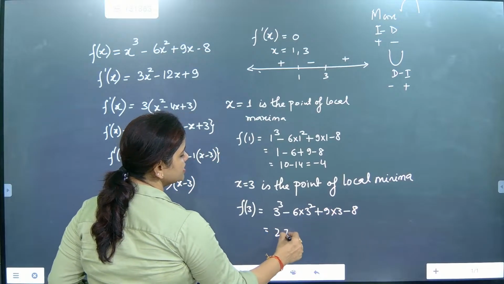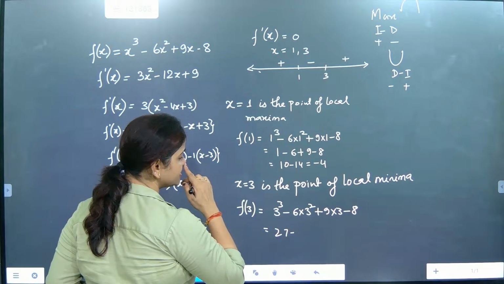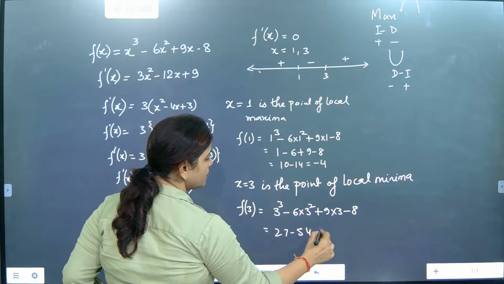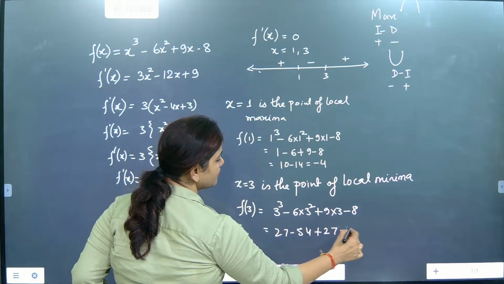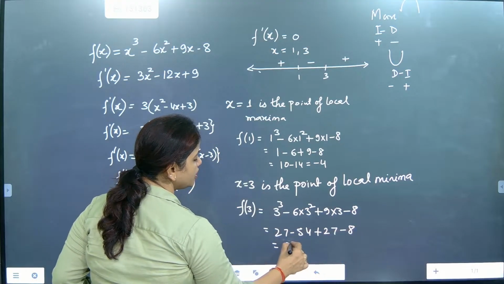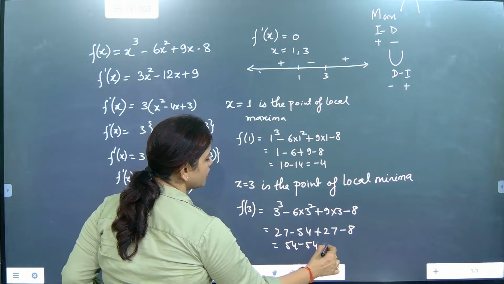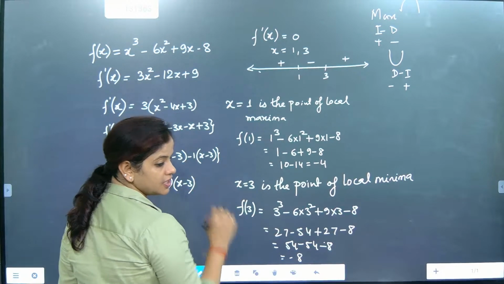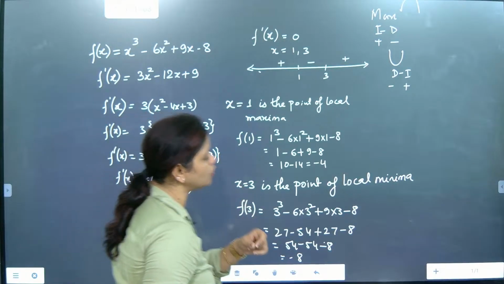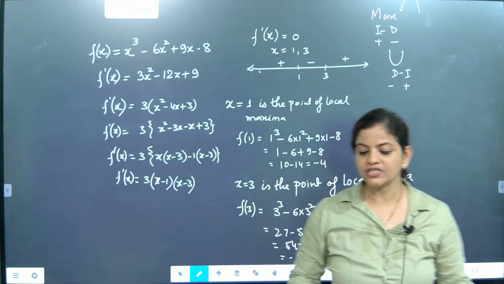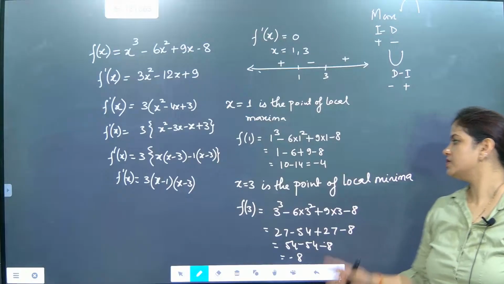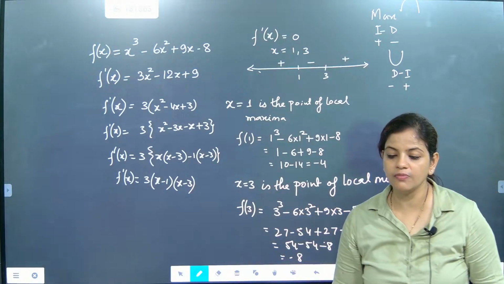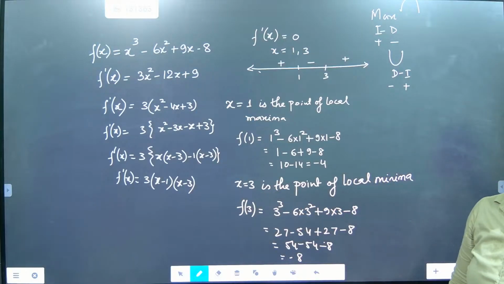3 3 is 9, 27, minus 3 3 is a 9, 9 6 is 54, plus here it is coming as 27 minus 8. So 54 minus 54 minus 8. So here the answer is coming as minus 8. So 1 is the point of local maxima, its value is minus 4. 3 is the point of local minima and its value is minus 8.